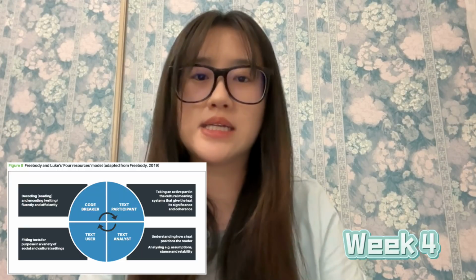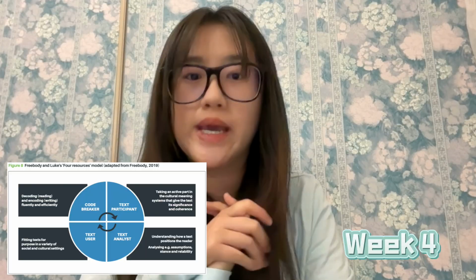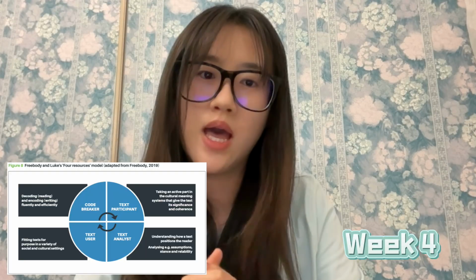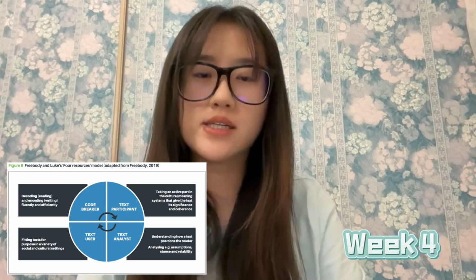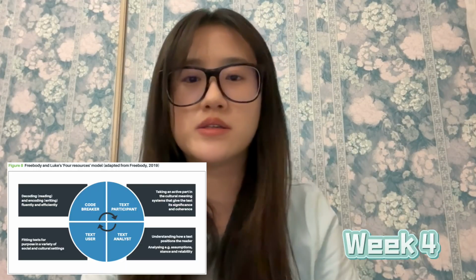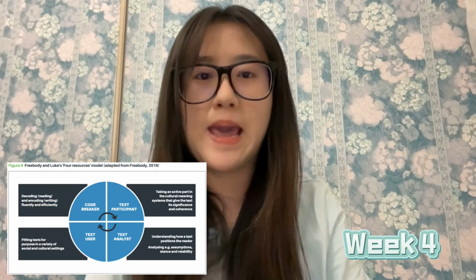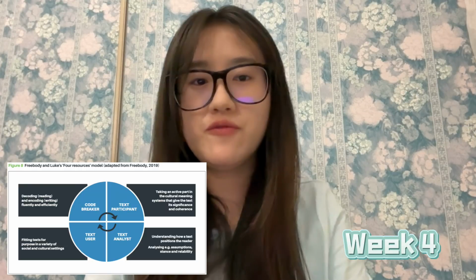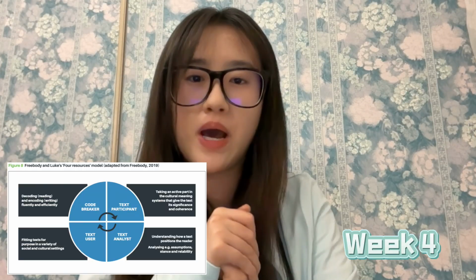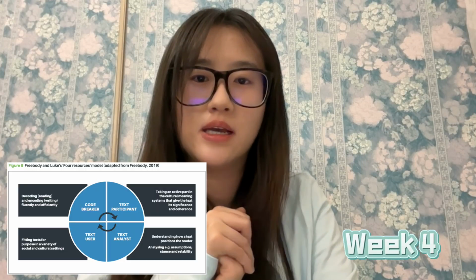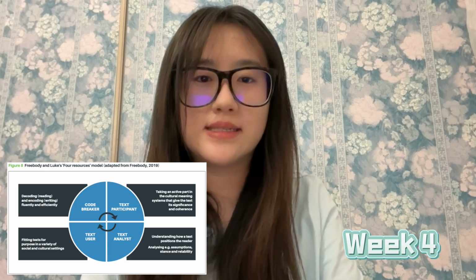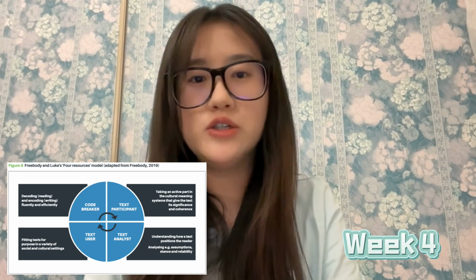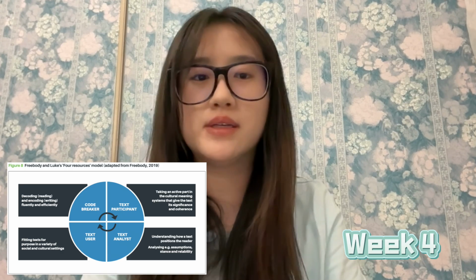The next one is the text participant. They connect their own experiences to make meaning from the story and understand the character's emotions. The third one is the text user. They begin to understand how different types of text serve different purposes in different contexts. And the last one is the text analyst. They learn to think critically about the text's message and values.